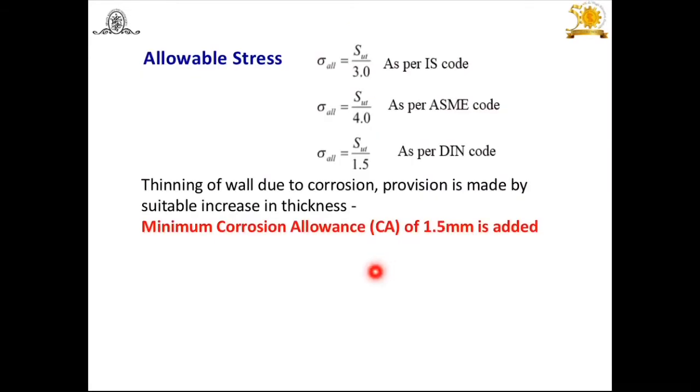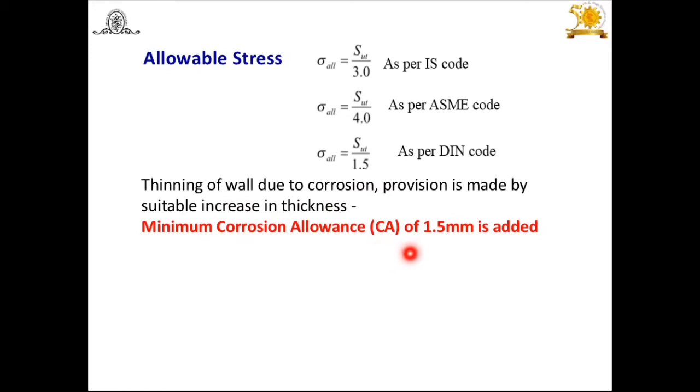Now the allowable stresses. What is the value of sigma allowable? As per the IS code, sigma allowable is equal to Sy by 3. As per the ASME code, sigma allowable is Sy by 4. And as per the DIN Deutsch standard, sigma allowable is equal to Sy upon 1.5. Now as per our definition, 3, 4, 1.5 are the FOS. But as per the codes they are given, that's why we are using these values, but don't consider it a factor of safety. For that purpose, in different codes the standard allowable values of these stresses are given, that we are to use.